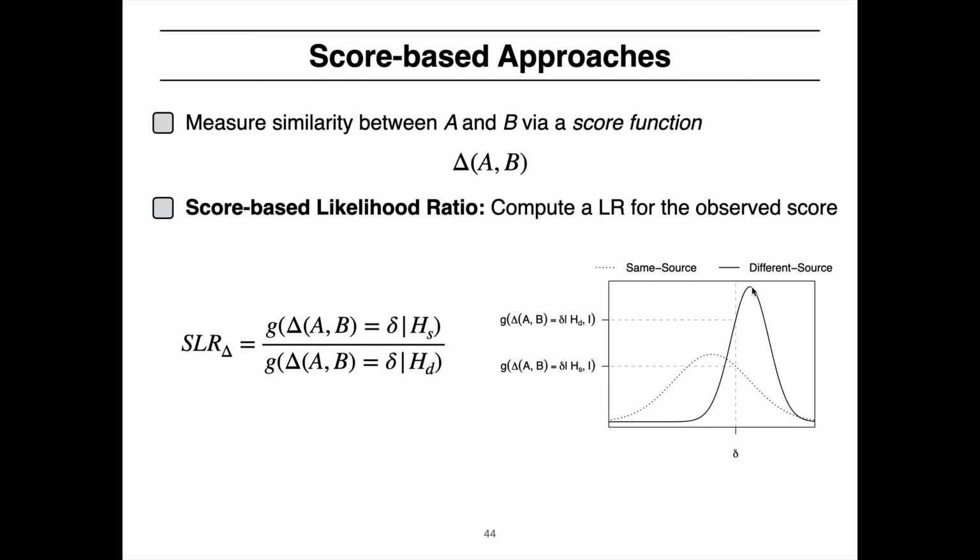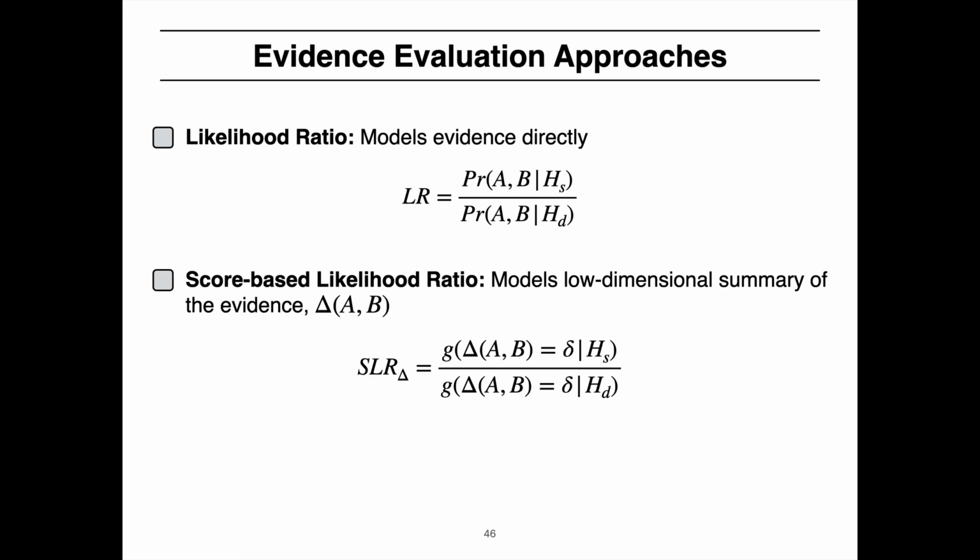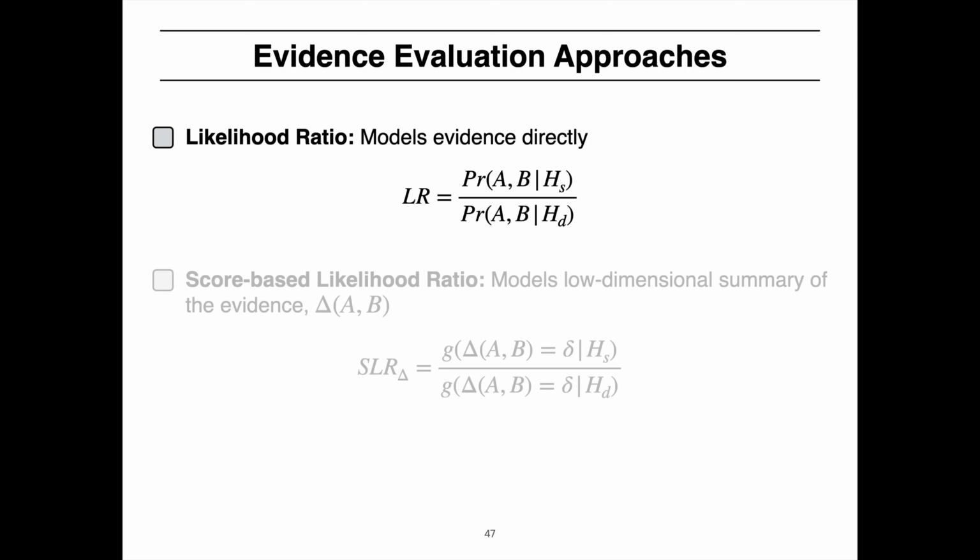So here we have a distribution of delta over different source pairs, a distribution of delta over same source pairs, and then for new evidence whose score is equal to little delta, you simply take the ratio of these two points, and that would be your score-based likelihood ratio. Okay, this is gaining popularity across a variety of disciplines, including speaker recognition, fingerprints, and handwriting. Okay, so we have two techniques to evaluate evidence: the likelihood ratio that models evidence directly, and the score-based likelihood ratio that models some low-dimensional summary of the evidence defined by this score function delta. And today I'm going to focus solely on the likelihood ratio.